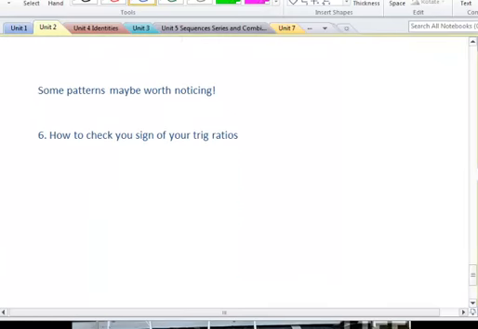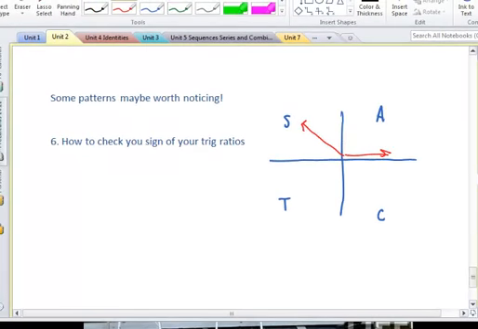How to check the sign of your trig ratios. So when you're done doing your work on your trig ratios, there's a saying, all students take calculus. It's ASTC, and you put those letters in the coordinates, and it tells you that if your angle lands in one of those quadrants, let's say it lands here, and your angle is in the S quadrant, then all the trig ratios that are positive there are the sine trig ratios and the cosecant trig ratios. They're positive. The other trig ratios would be negative.